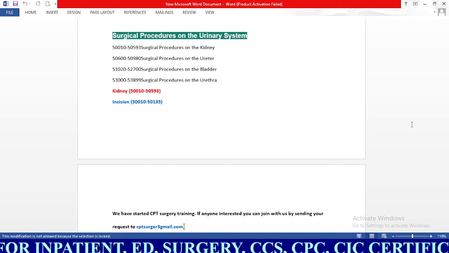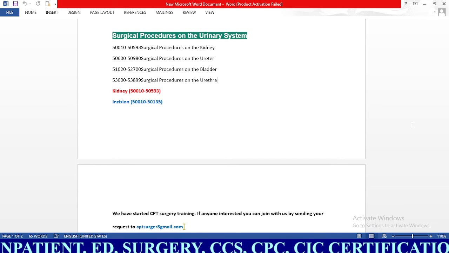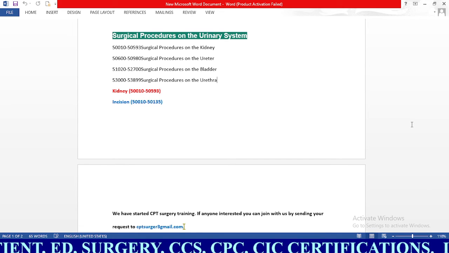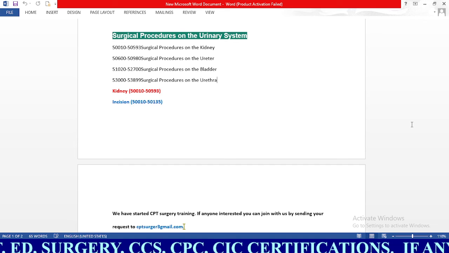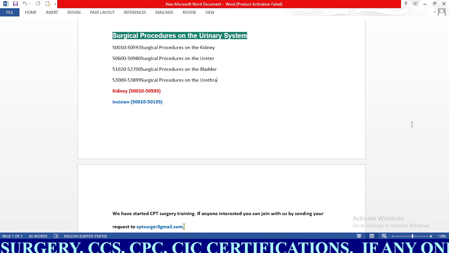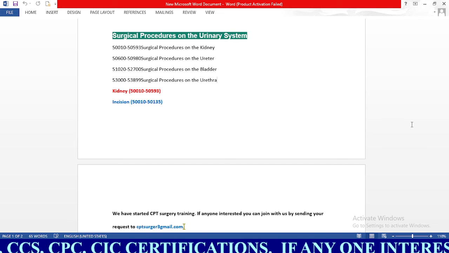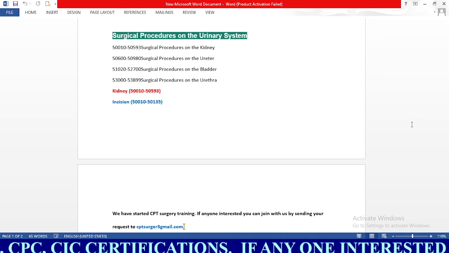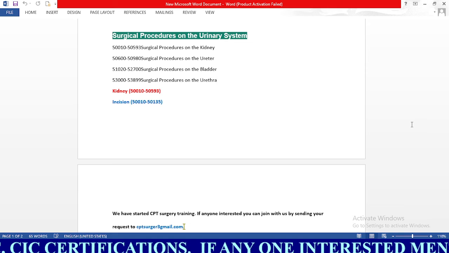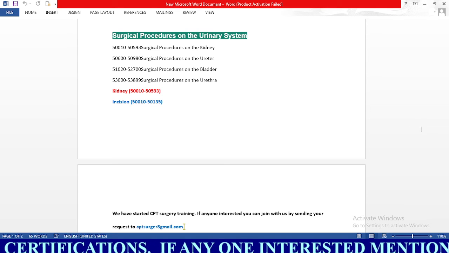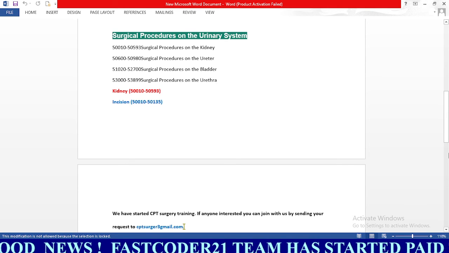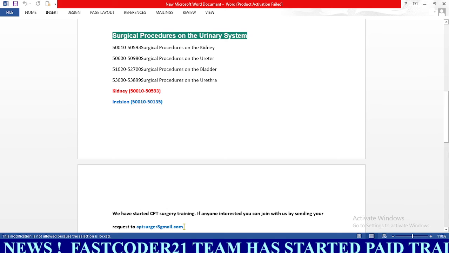Next, we have 50,100, transection or repositioning of aberrant renal vessels. It is not common in SDS. Next one is 50,120, pyelotomy with exploration, and 50,125 with drainage, pyelostomy. Next one is with removal of calculus. Next one, 50,135, is complicated. Pyelotomy means incision on the renal pelvis.